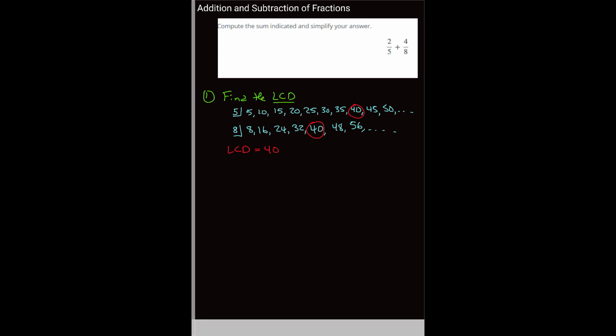Now, step 2, rewrite your fractions using the LCD. So this is going to be the meat and potatoes of this problem. We're going to rewrite 2 over 5 and 4 over 8 as something over 40. So 2 over 5 is going to be something over 40. And 4 over 8 is something over 40.